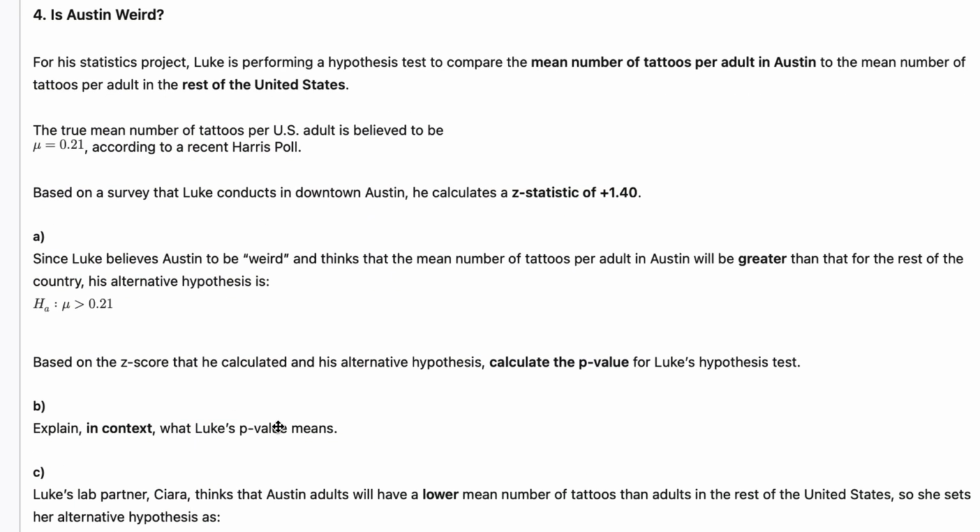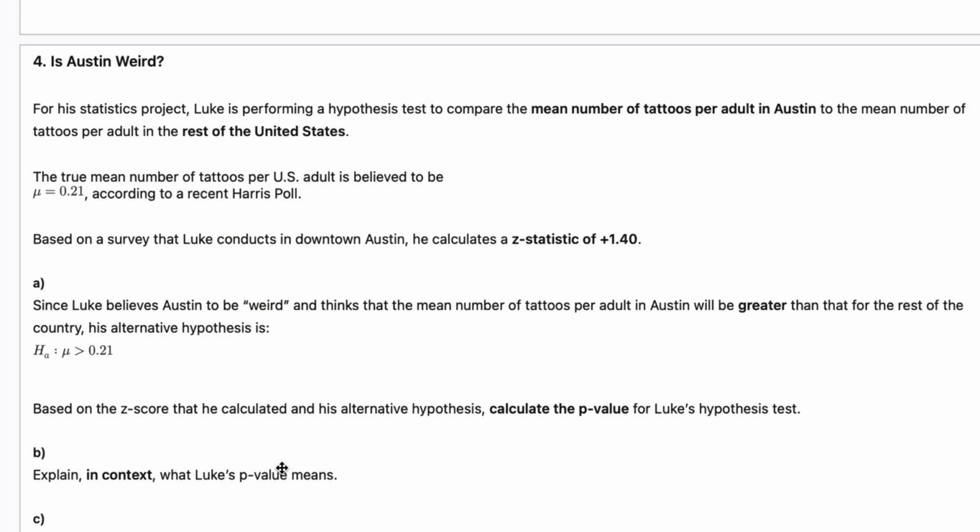Part B, explain in context what Luke's p-value means. Well, it means that if the true mean tattoos per adult in Austin were really 0.21, then the probability of getting a sample mean at least this high, which is z greater than or equal to 1.4, which we just did, is about 0.0808, which is 8.08%.